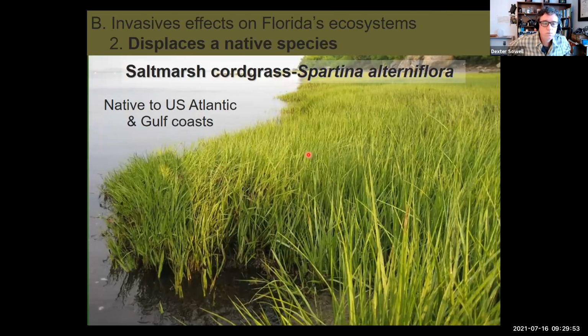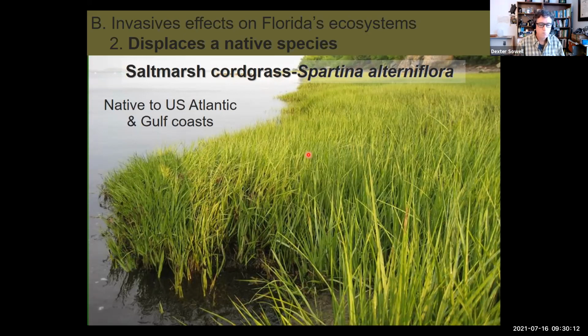So two, the second effect is displaces a native species. And here we go, salt marsh cordgrass, Spartina alterniflora. Now, for you botanists out there who know your Florida plants, you're like, well, wait, this is a Florida native. And in fact, it is.